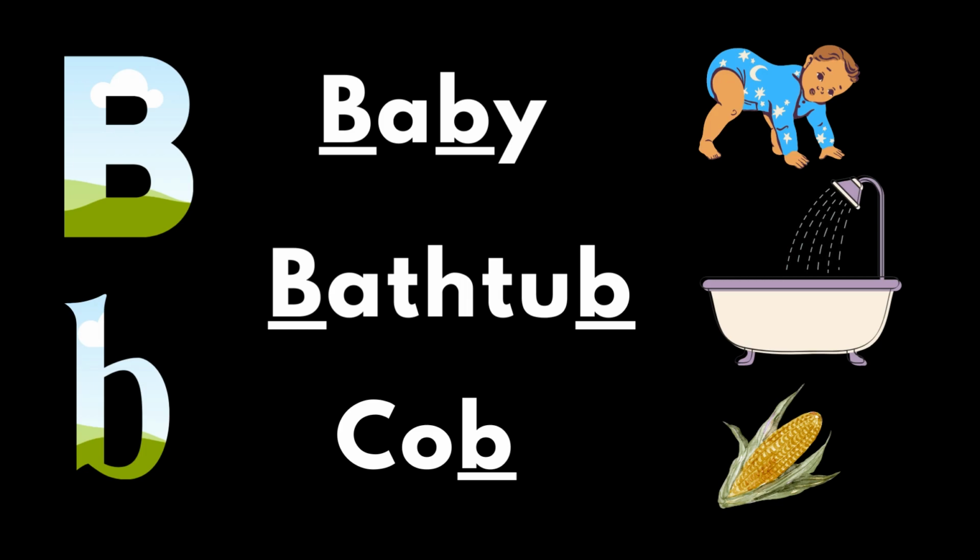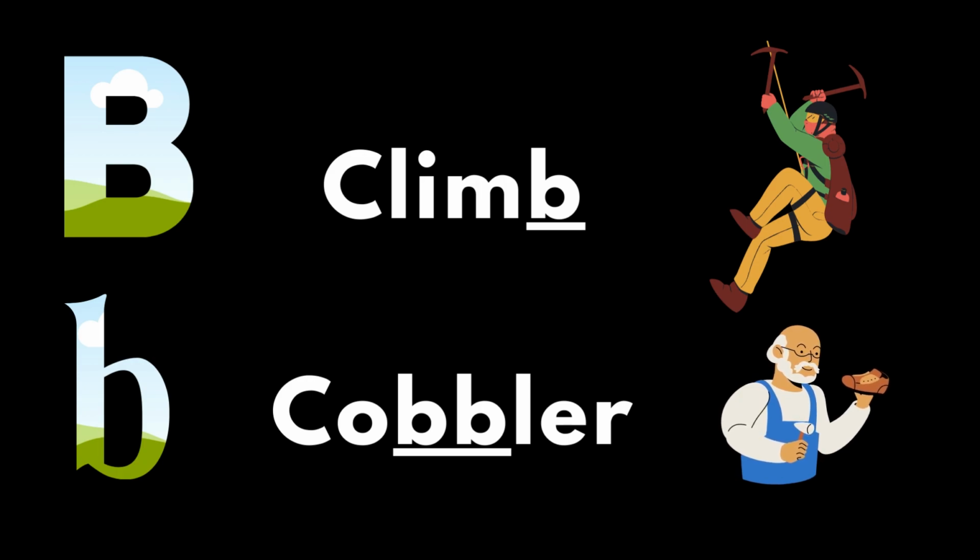Then there's the B at the start and end of the word bathtub. Then you have the B in cub. And climb. The B in climb is also silent. Then you could also have two B's in the middle of a word such as cobbler.